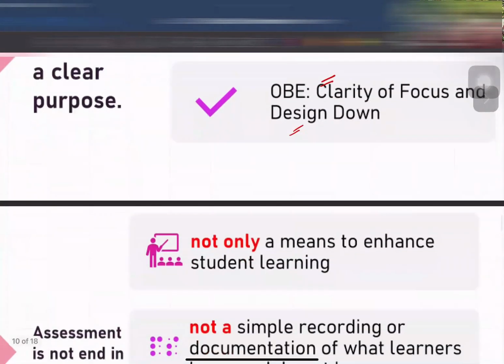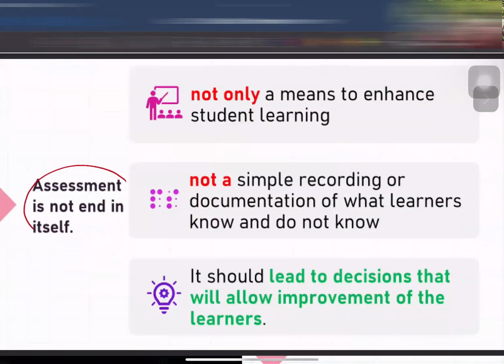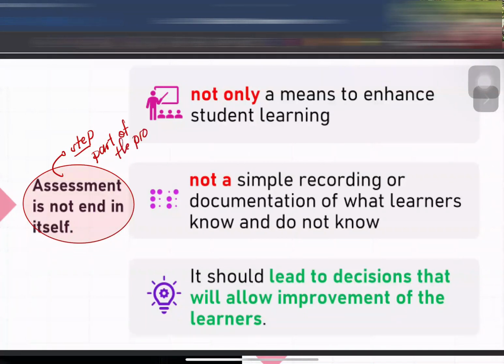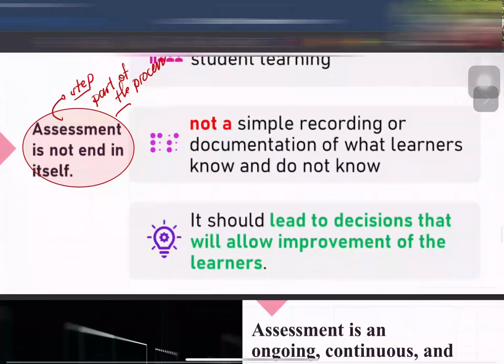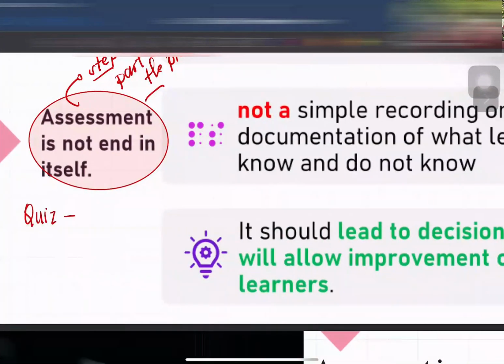Next, take note that assessment is not an end in itself. Ibig sabihin, class, when we talk about assessment, dear future nurses, is just a step. Assessment, class, is only a part of the process. So hindi ko po pwedeng sabihin na tapos na ang assessment, tapos na yung quiz, wala na akong ibang gagawin. Class, pagkatapos ng isang quiz, what's the best way for you to do as a teacher? Ano pong dapat gagawin ko after ng quiz?